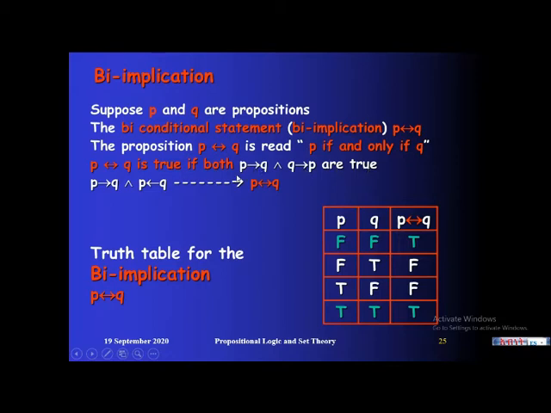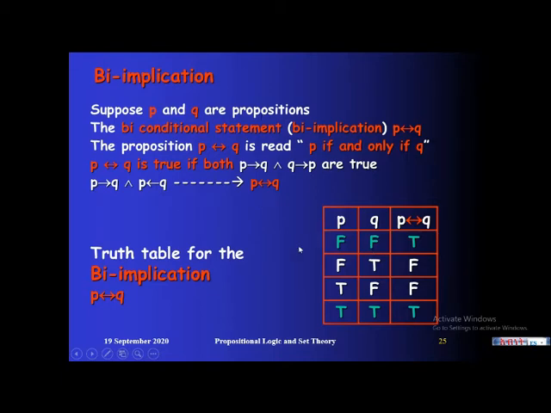By the way, P bi-implies Q means, first, going from P to Q, and then Q to P. So these are equivalent. They are equivalent if this is true.